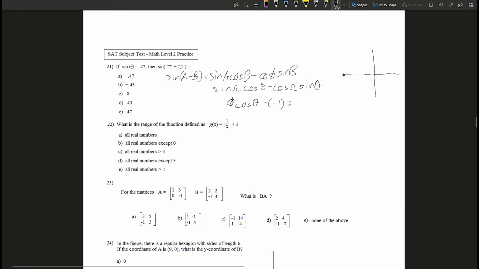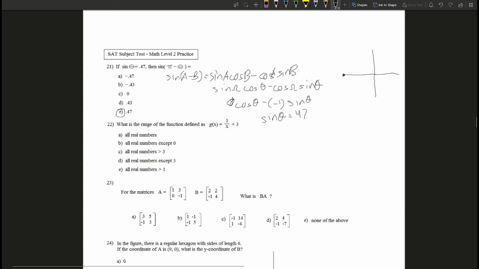And then sine theta. We're going to end up with negative times negative, that's just a positive. Sine theta is our answer. And we already know that sine theta is 0.47, so our answer is going to turn out to be 0.47 as E.